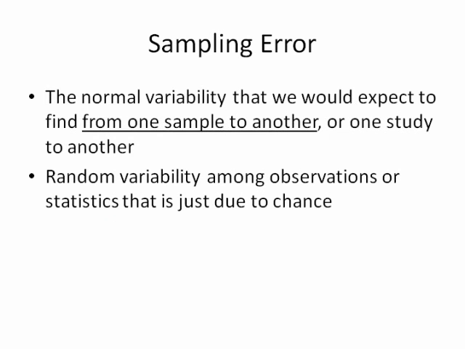Sampling error, a new term that I want you to know. Remember, statistics account for variability and they account for error in our data. The normal variability that we would expect to find from one sample to another, that's our sampling error. It is random variability among observations or statistics that is just due to chance.